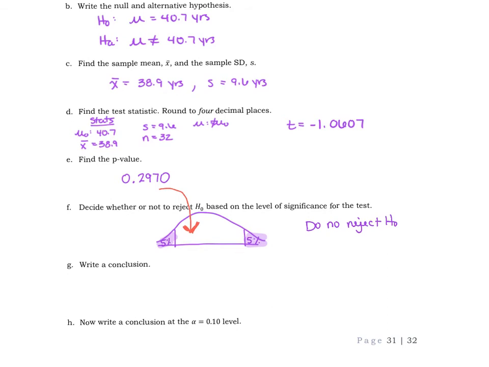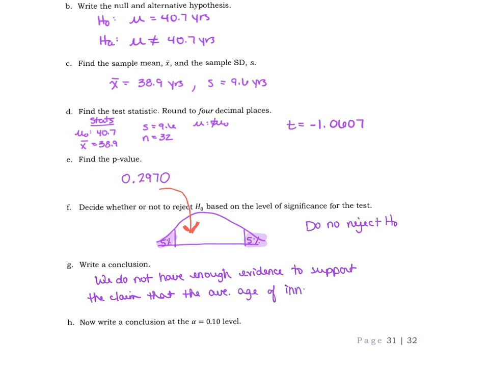Okay, and so our conclusion would be we do not have enough evidence to support the claim that the average age of inmates on death row has changed.